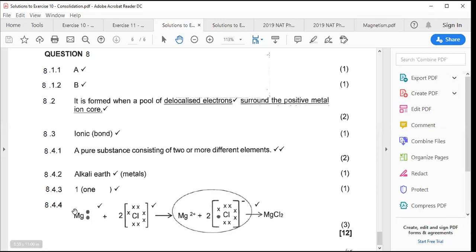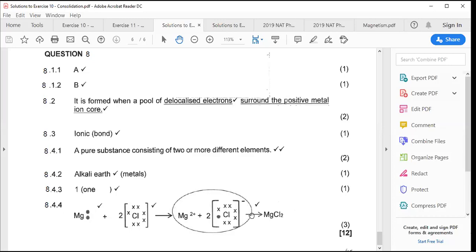So magnesium loses 2 electrons to form Mg2+, and those 2 electrons are going to be, each circle here is going to be donated to the chlorine to form the chloride ion, and we have a 2 there, meaning magnesium is going to donate to 2 chlorine atoms. Then this is what we have. Then you're going to have your MgCl2 there.